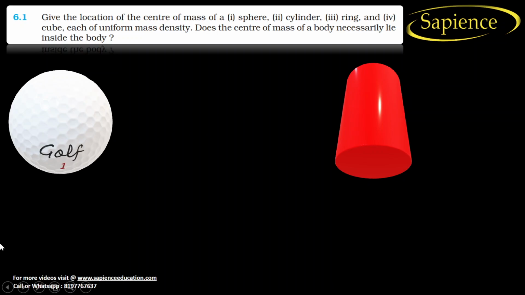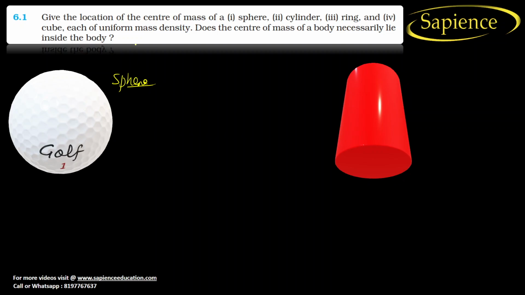Good evening, everyone. So this is an NCERT question 6.1. The question is saying: give the location of the center of mass of a sphere. So suppose this is your sphere. We need to find the center of mass for the sphere. After that, we need to find the center of mass for the cylinder, ring, and cube.